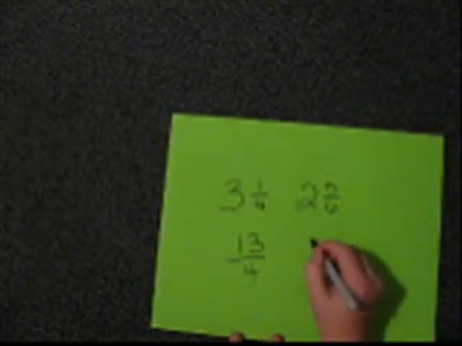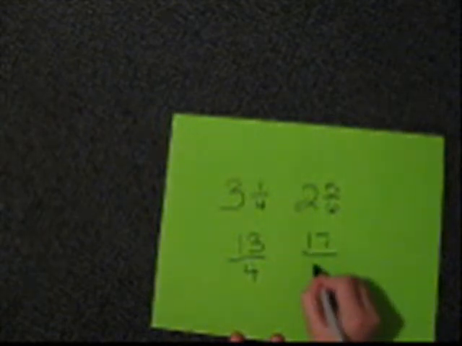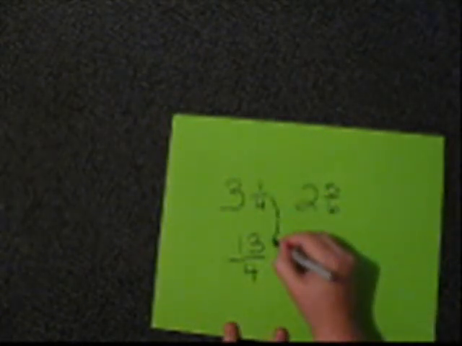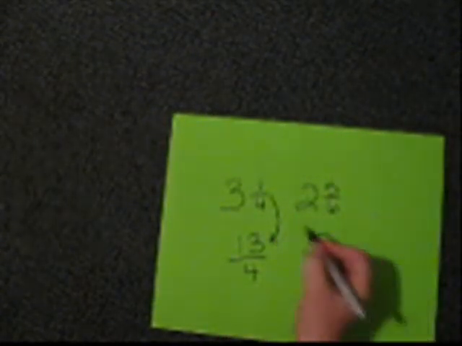The improper fraction of 3 1/4 would be 13 over 4. And of 2 5/6 would be 17 over 6. In order to go from a mixed number to an improper fraction, we will multiply the denominator times the whole number, which 4 times 3 is 12. Then add the numerator, 1.